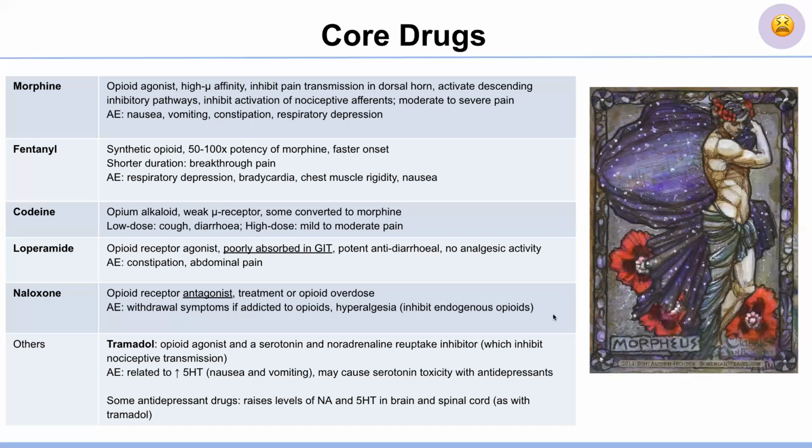Adverse effects are related to increased serotonin, particularly if used with other medicines that increase serotonin as well. Excess serotonin can cause serotonin syndrome with symptoms such as diarrhea, tachycardia, fever, agitation, tremor, coma, and so on. So you want to be careful when using those drugs.